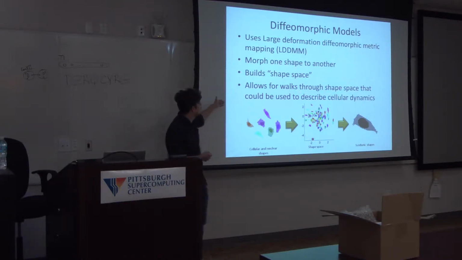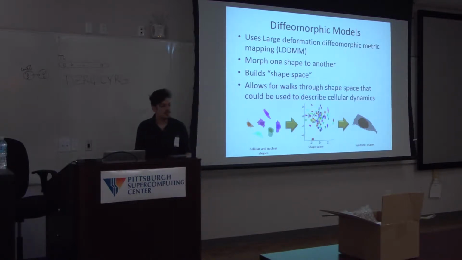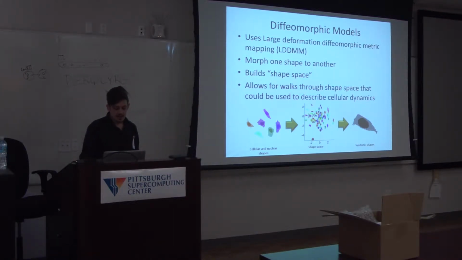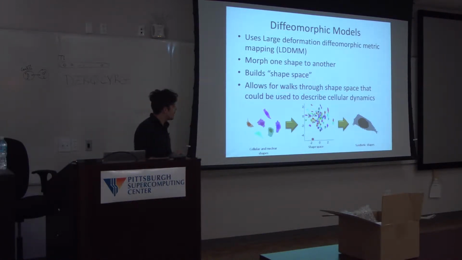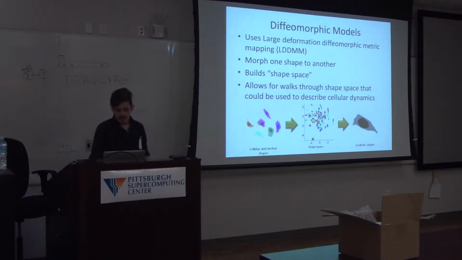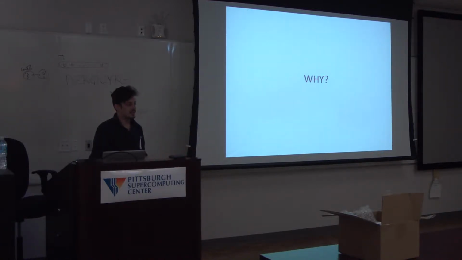And as Devin showed, this allows for walks through shape space that could be used to describe cellular dynamics. And it is very useful for describing spaces of cell shapes, as well as generating new cell instances. But the real question is, why would we bother doing this versus many other methods, including the ones that we've shown you earlier?